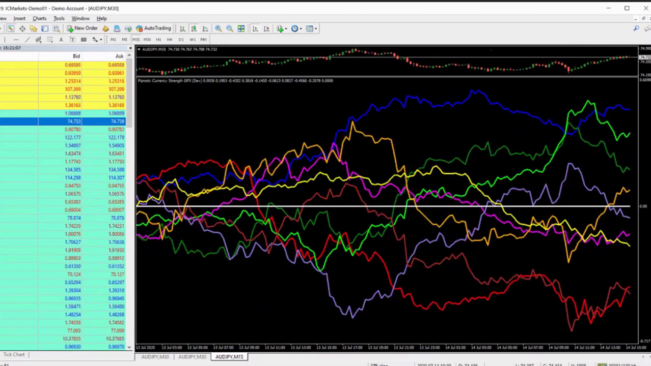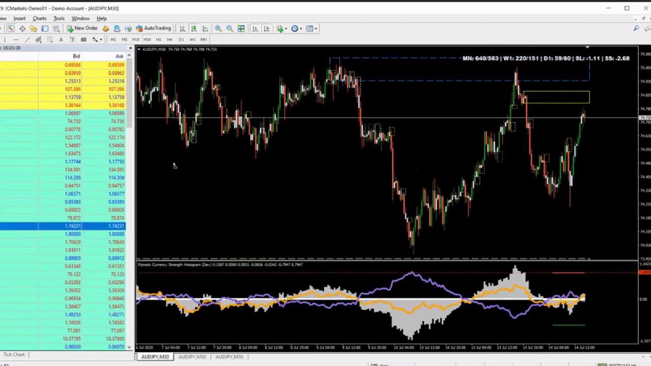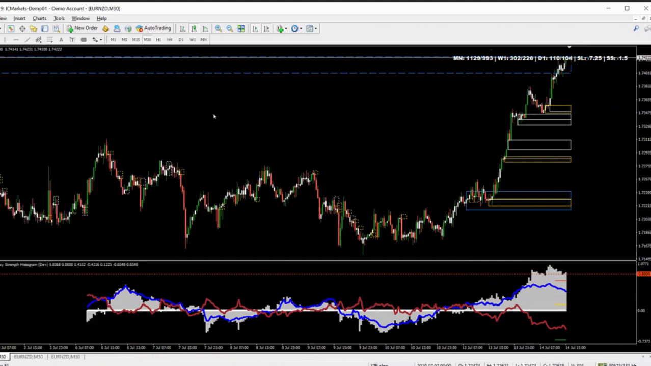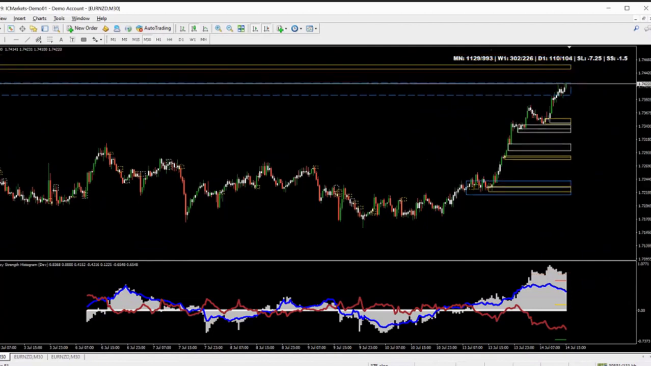Okay, here. So you can see here that we have the euro relative to the Kiwi. We have a very extreme reading for that currency pair. So if we go to the euro Kiwi, we go to the 30-minute chart, we should be reaching a price point where we could expect price to potentially turn around. Move that. And notice that we have price that is very, very high.